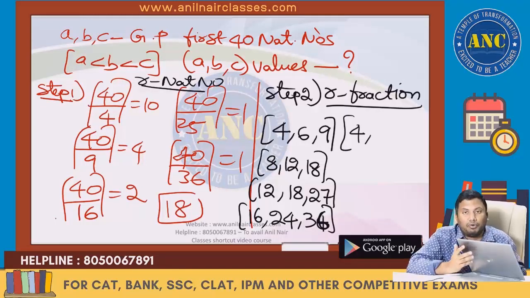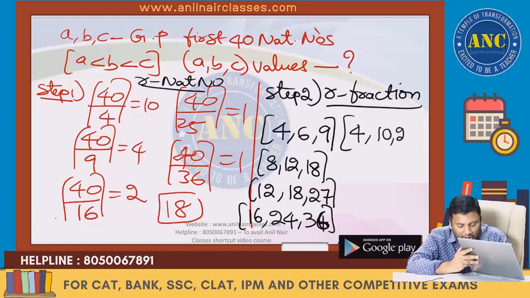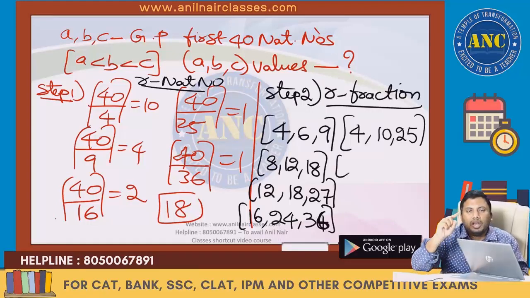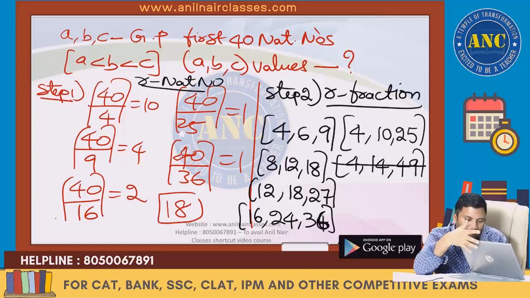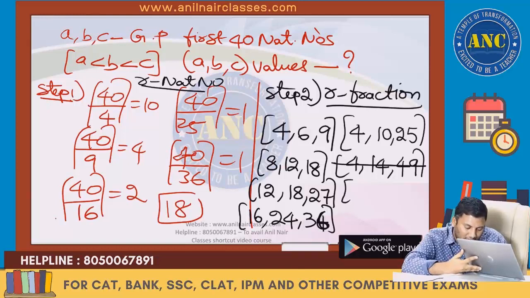2 2s are 4. Next co-prime with 2. 2 5s are 10. 4, 10, 25. 100 is equivalent to 4 into 25. Over. Next one. If I take 2 2s are 4, next co-prime with 2 is 7. 2 7s are 14. These will become 49. The number is till 40. This case is not possible.